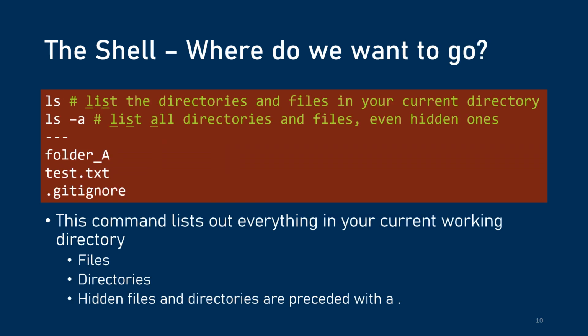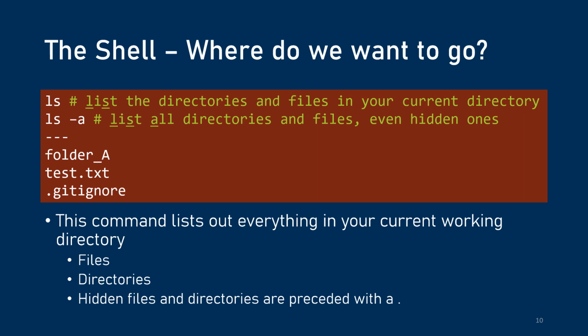Now that we know where we are, we need to think about where we want to go. Thinking about that sense, think, and act, we are now thinking. So you can use ls to list the directories in your current directory. ls -a will tell you all the directories and files, even hidden ones.